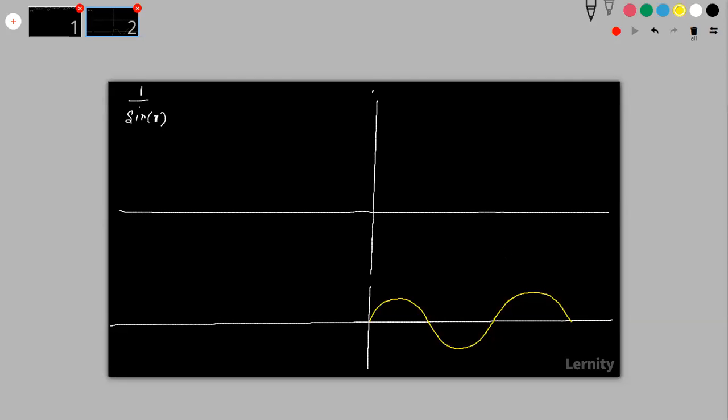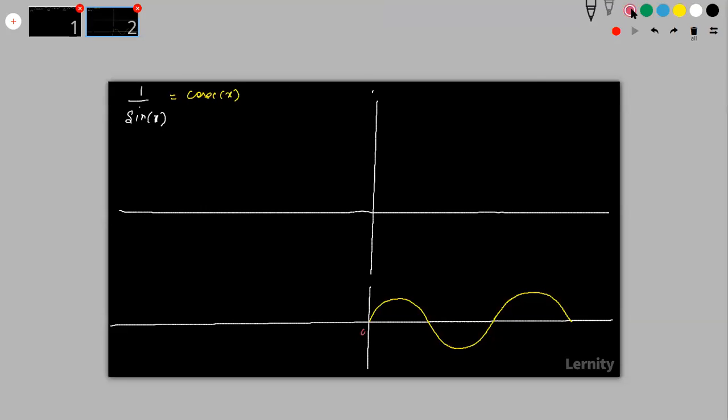So first, I will only check the curve for 1 by sin x, or cosec x, between 0 and 2 pi. I will check the graph between 0 and 2 pi and see what is happening to sin x in between, and then do the same thing for 1 by sin x.